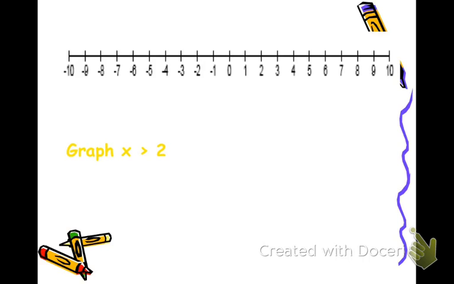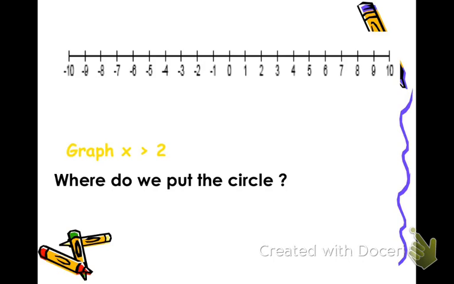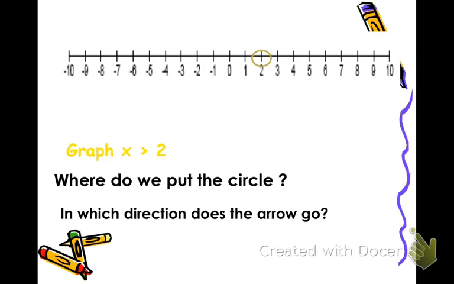So if we want to graph x is greater than 2, we would use a circle, and it would be open. We put it at the 2, right, because 2 is not part of the solution. And all the numbers greater than 2 are part of the solution. So if you want to try it out, what would make it true? If it's greater than 2, it would be 3, 4, 5, or any of the numbers in between.